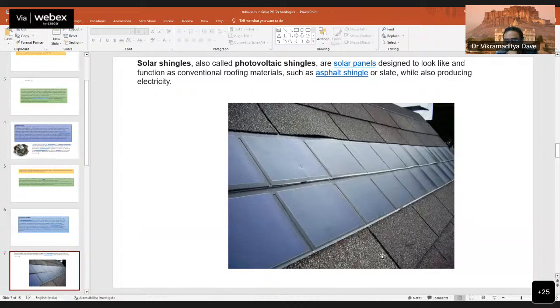Another is solar shingles. Scientists are developing tiles in the shape of solar panels, so the whole house can be built with these tiles only. These are called solar shingles. They are made of roofing material like asphalt shingles or slate on which the solar PV is mounted, and thus they can be used in the form of tiles also.